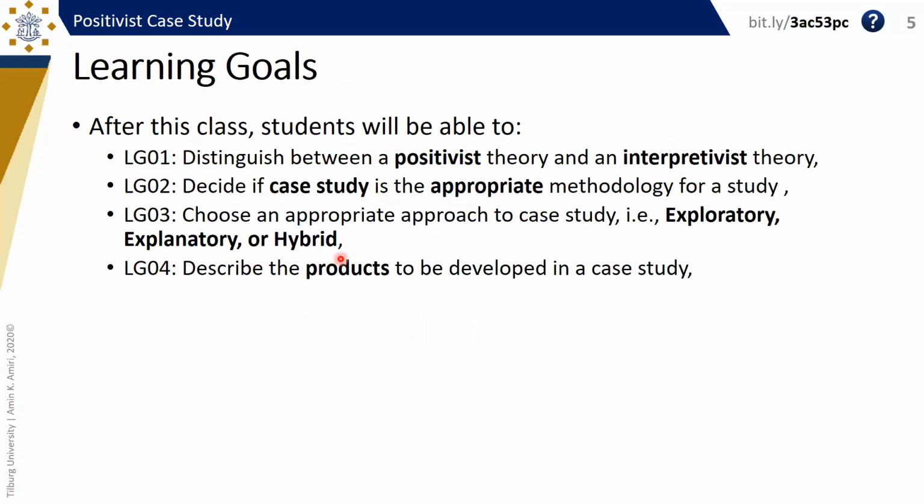Okay, let's go to the learning goals. I guess we can start now. After this class, you need to be able to distinguish between positivist theory and interpretive theories. You can decide if case study is the right approach for your study, and you can choose between various types of case studies: exploratory, explanatory, or hybrid. And you need to be able to describe the products that should be developed in a case.